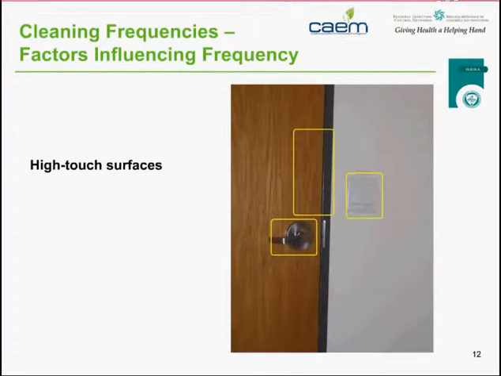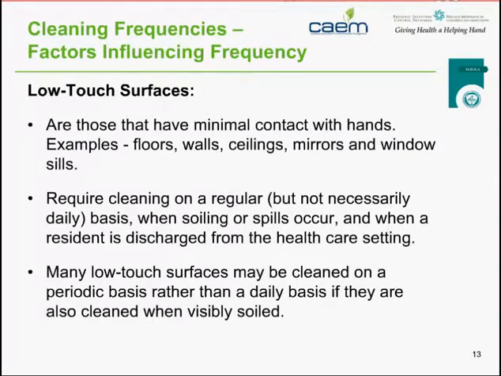Doorknobs, door frames, and light switches are all high-touch surfaces. Low-touch surfaces are those that have minimal contact with hands. Examples are floors, walls, ceilings, mirrors, and windowsills. They require cleaning on a regular but not necessarily daily basis, when soiling or spills occur, and when a resident is discharged from the healthcare setting.